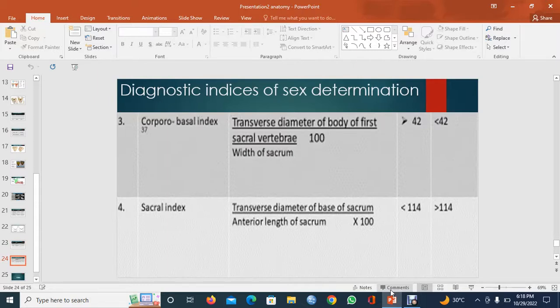And then the corporobasal index, which relates the transverse diameter of the body of the first sacral vertebra to the width of the sacrum, and in case of male it is more than 42, and in case of female it will be less than 42. And then the sacral index: transverse diameter of the base of the sacrum upon the anterior length of the sacrum, times 100, and in case of male it is less than 114, whereas in case of female the number will be more than 114.